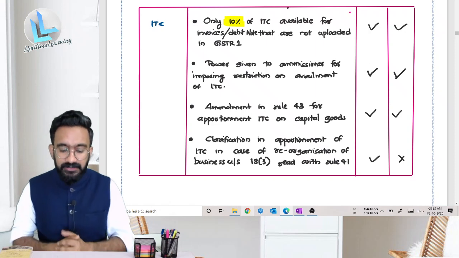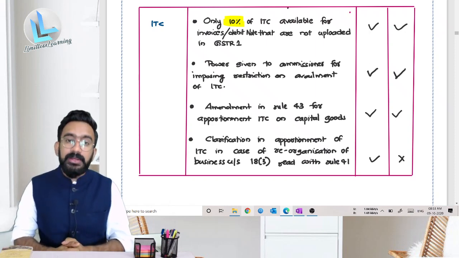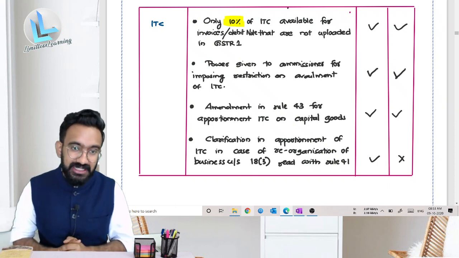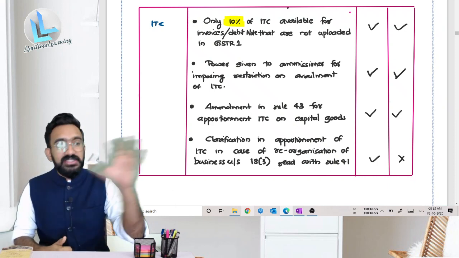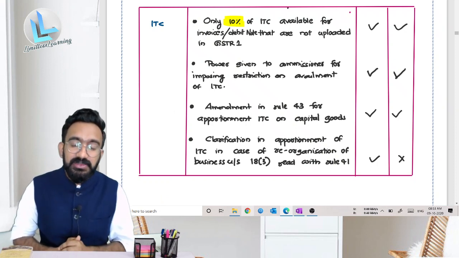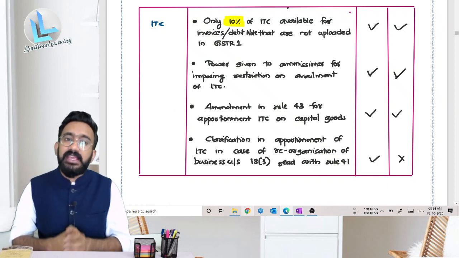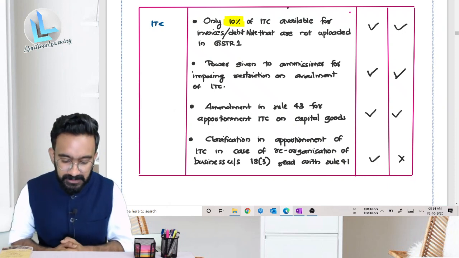Second, power is given to the commissioner for imposing restrictions on availment of ITC on your electronic credit ledger. So they can come up and say that whatever is there on the electronic credit ledger, I will not let you take this much of ITC because you have done something. We will see what are the things on which they can restrict your ITC.